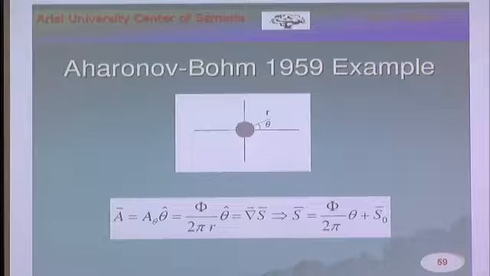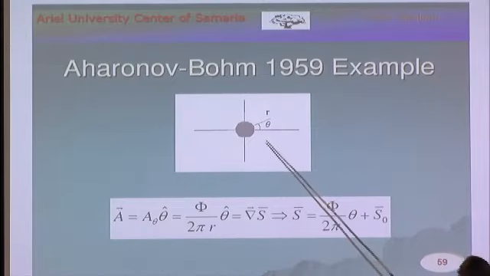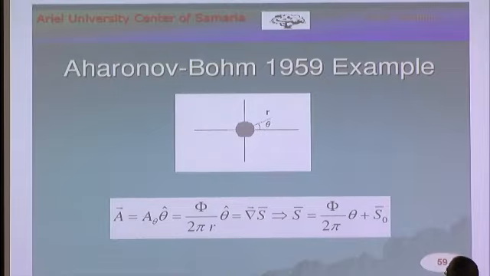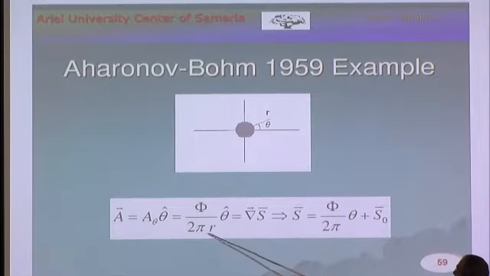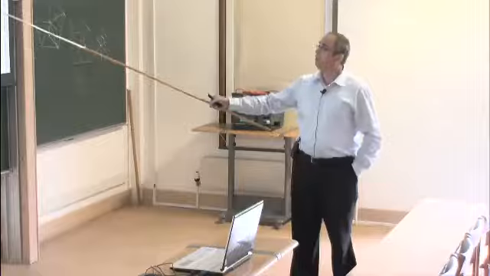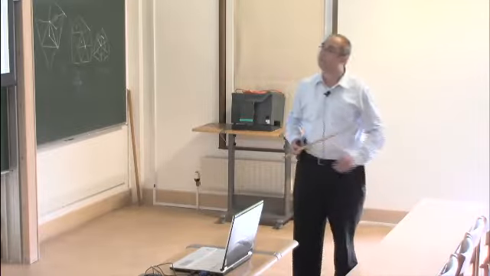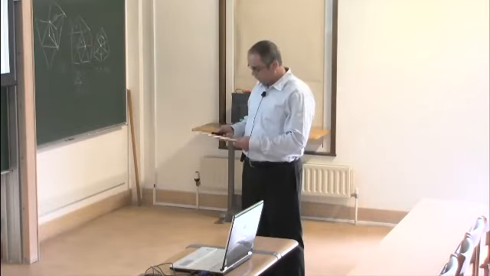Now, the example given in the original paper of Aharonov and Bohm in 1959 is just a round patch of magnetic field, and they calculated the vector potential for it. And if you use this vector potential, it's easy to calculate also this S function. And you get this result, which is, of course, non-single valued.